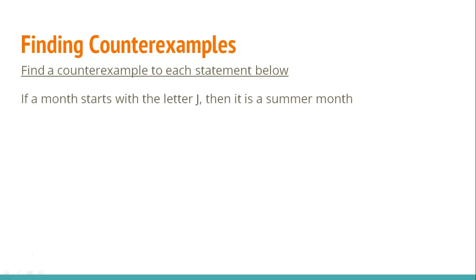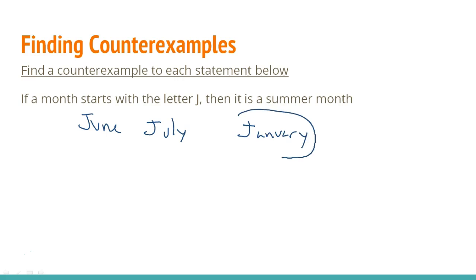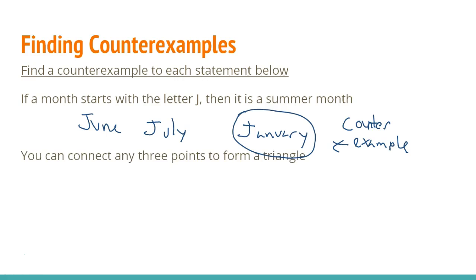The first one is: if a month starts with the letter J, then it is a summer month. Well, if we think about it, we have June and we have July, but we also have January, which is very much a winter month and not a summer month. So January would be our counterexample. Even though there are summer months that start with J, there is one that's not a summer month. So that would be our one counterexample that makes this conjecture false.